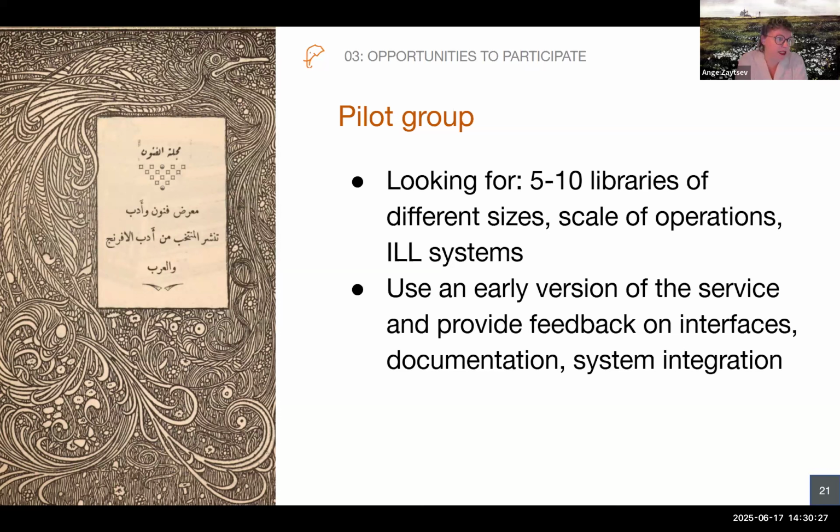And another important piece of this work is understanding the different ILL systems that you all use and making sure that we are accounting for those different systems and different workflows. The pilot participants will use an early version of the service, so not everything will be completely worked out in our interface. We're pushing out a minimum viable product for this service, and we'll continue to develop it through the course of the pilot as we get feedback from pilot participants. That feedback will be on the interfaces, but also on documentation and on system and workflow integration.